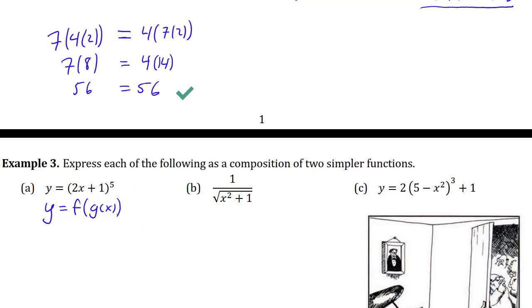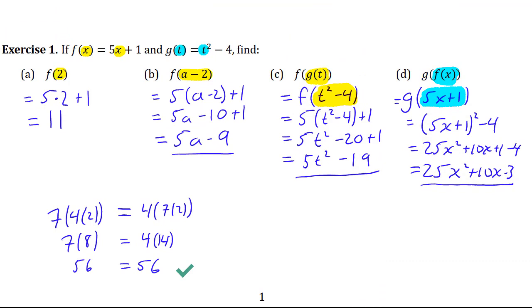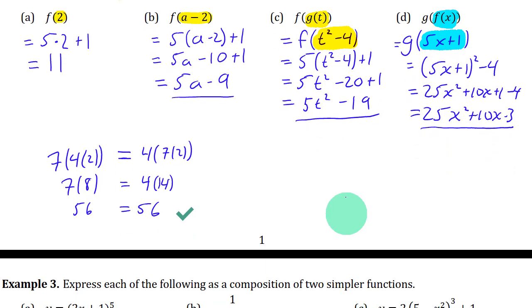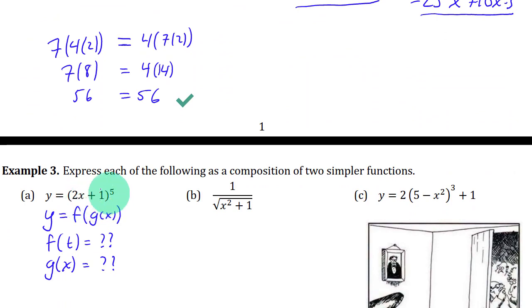But the question is, what is the function f? Let's think of the f as like f of t is what, and g of x is what. We've got to figure out what these are, so that if we do this function composition, the same way we did with exercise 1, C and D, are we going to get 2x plus 1 to the power 5 as the result? That would be expressing this as a composition of 2 simpler functions, f and g.